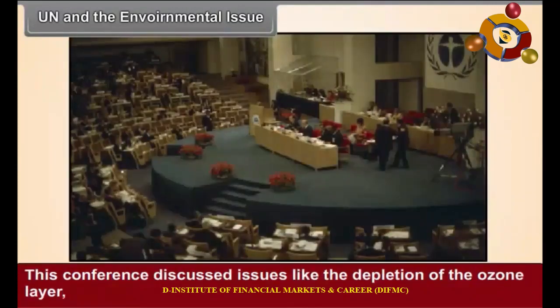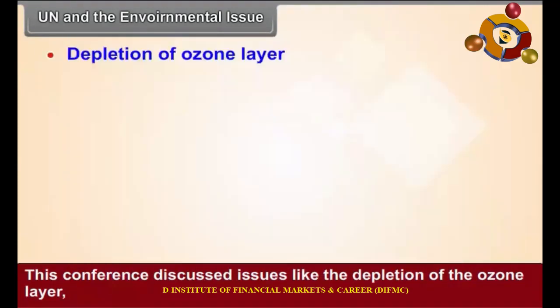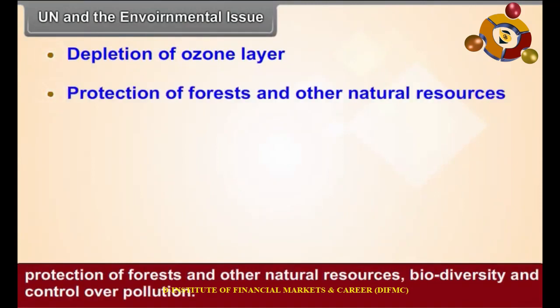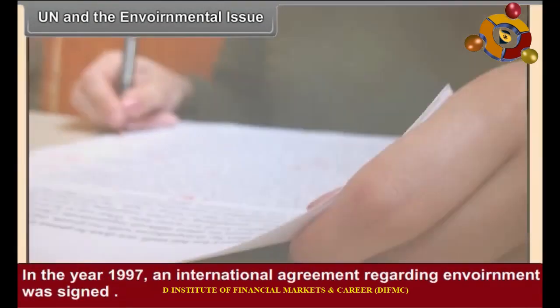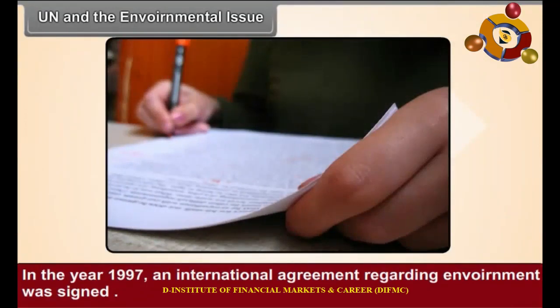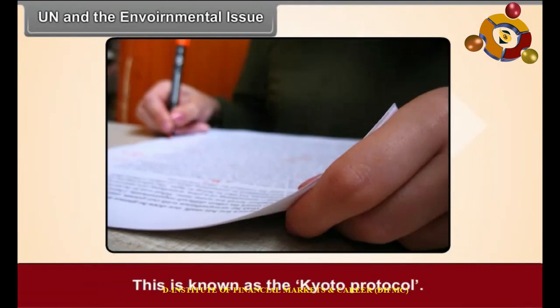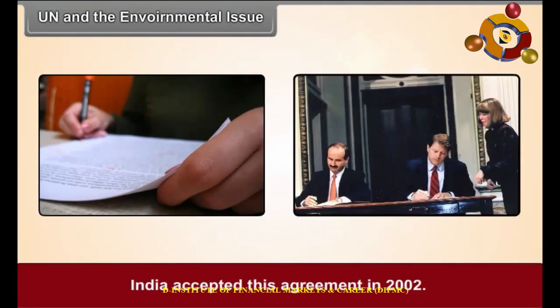This conference discussed issues like the depletion of the ozone layer, protection of forests and other natural resources, biodiversity and control over pollution. In the year 1997, an international agreement regarding the environment was signed. This is known as the Kyoto Protocol. India accepted this agreement in 2002.